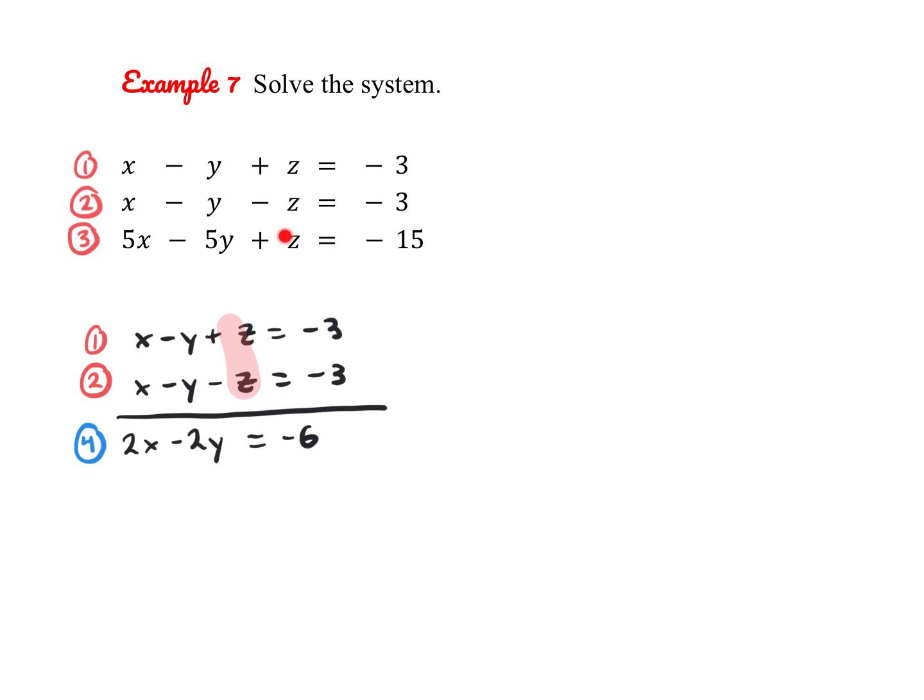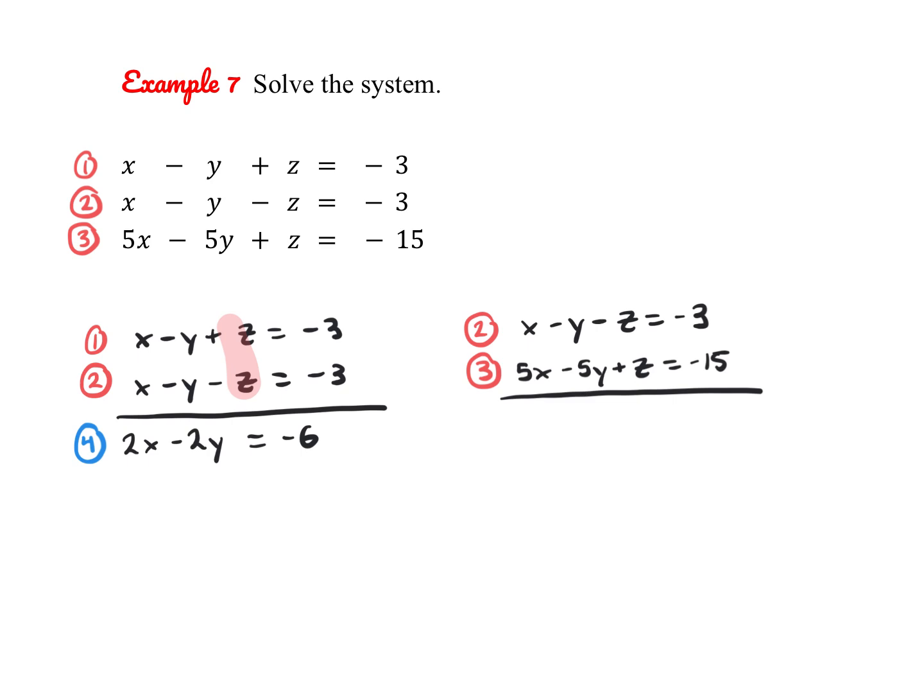Now let's see if we can do the same with equations 2 and 3, because we have opposite coefficients again. And remember, we need to eliminate the z's twice, the same variable twice. So x minus y minus z equals -3. 5x minus 5y plus z equals -15. Let's add vertically. 6x minus 6y, then here those cancel out, equals, and then we have -18. And I'm going to call that equation 5.